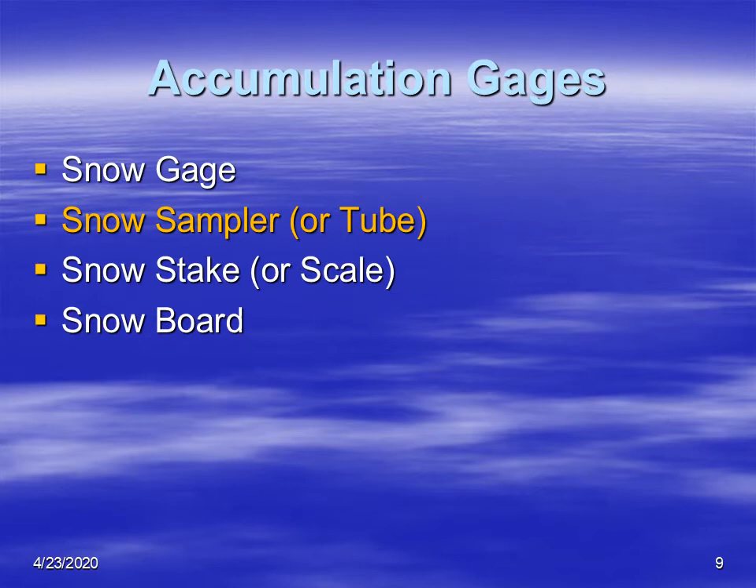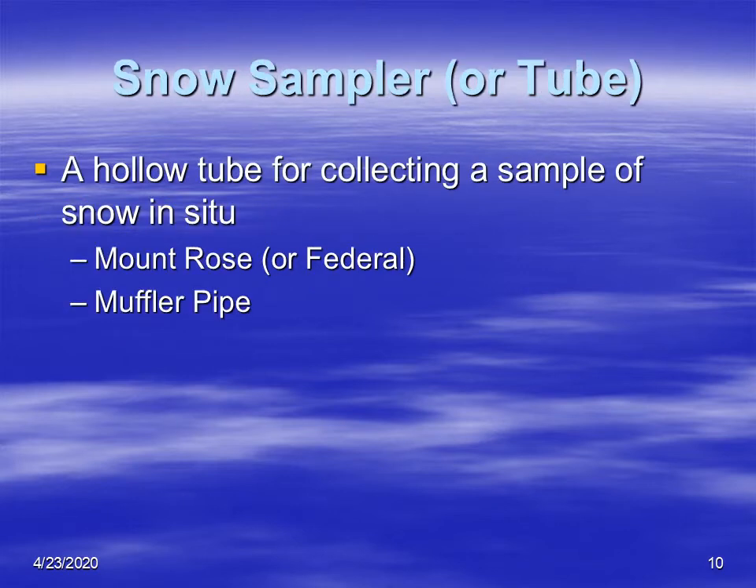The next type of accumulation gauge we're going to talk about is the snow sampler or snow tube. Basically this is just a hollow tube that we use to measure snow. Typically the snow that we measure is snow depth, in other words, what's on the ground already.